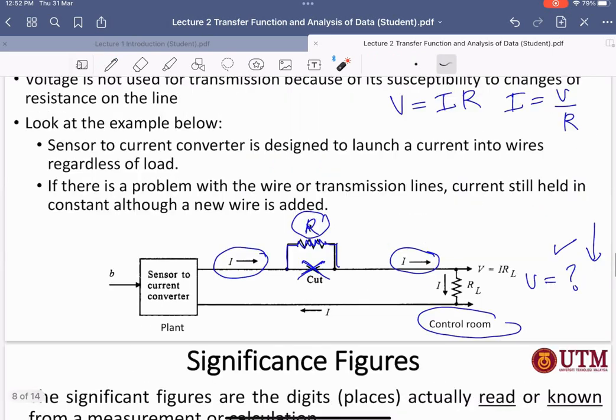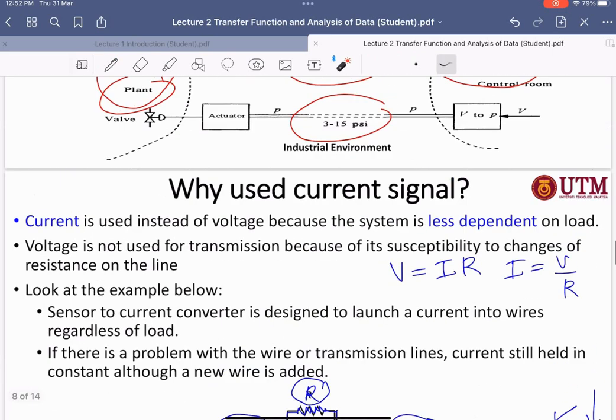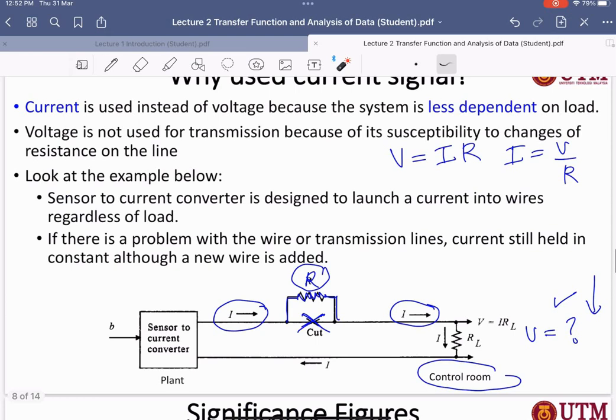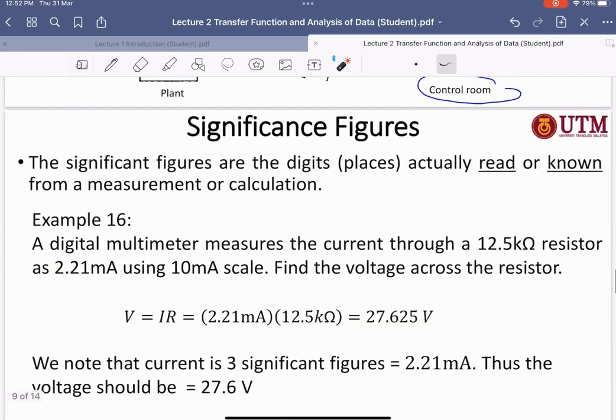This is about the data transmission and so on. Now, when you get the data, what is the significant figure that you must have? The more significant figures you have, the more accurate the result you will get, okay? That's it.